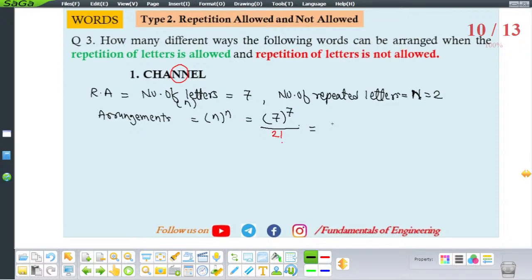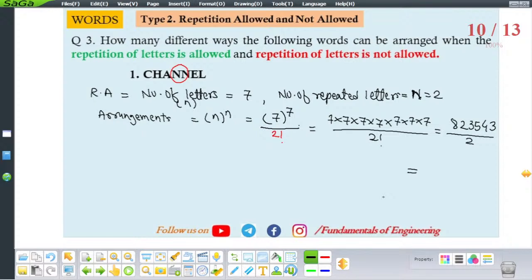823543 upon 2 factorial, that is 2. What is the answer? You have to divide this value by 2 and get the answer. So divide 823543 by 2 and put that answer in the comment box. We'll check it with the next question. So what we have done: number of letters is 7, 7 raised to 7, divided by 2 factorial, and based on that we get the answer.